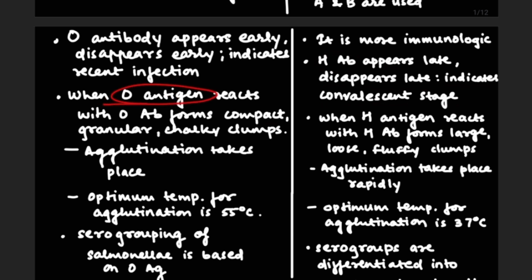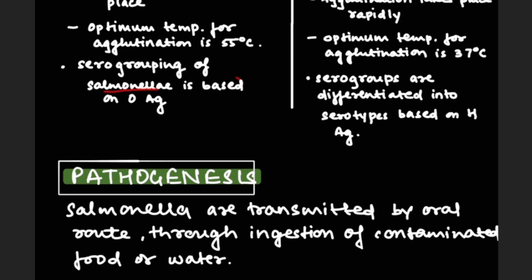When the O antigen reacts with the O antibody, it forms compact, granular and chalky clumps. This agglutination is slow, and the optimum temperature for agglutination is 55 degrees Celsius. But the H antigen reacts with the H antibody and forms large, loose and fluffy clumps. Here agglutination takes place rapidly, and the optimum temperature is 37 degrees Celsius. Serotyping of Salmonella is based on the O antigen, and serogroups are differentiated into serotypes based on the H antigen. So this was the difference between O and H antigen.